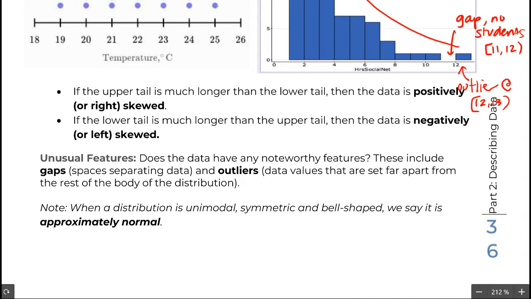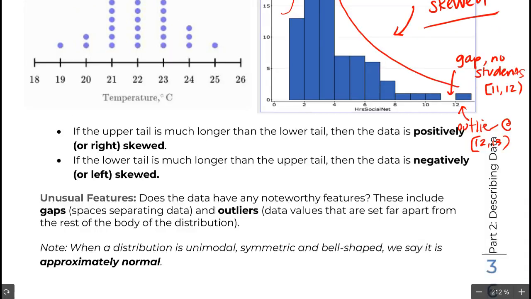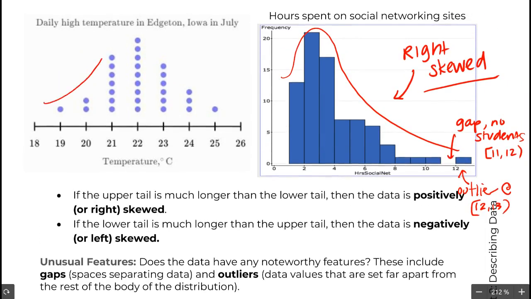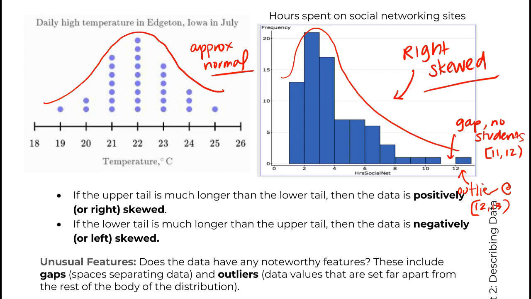For things that are unimodal, symmetric, and bell-shaped, we'll call that approximately normal. So this particular graph would fit our approximately normal. So we've got some shorthand to talk about things, uniform and approximately normal being two pieces of shorthand for us.